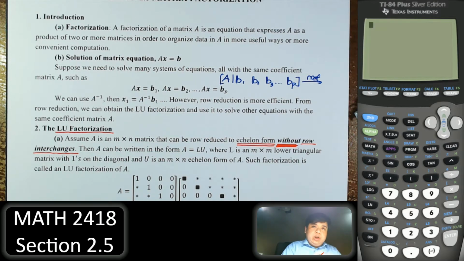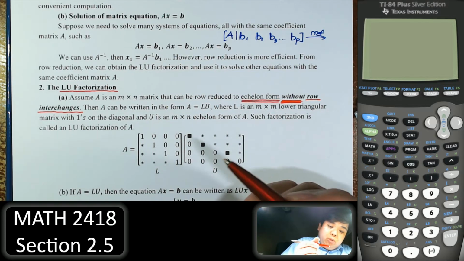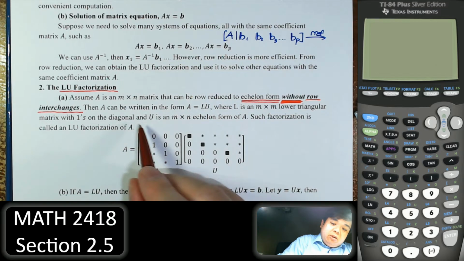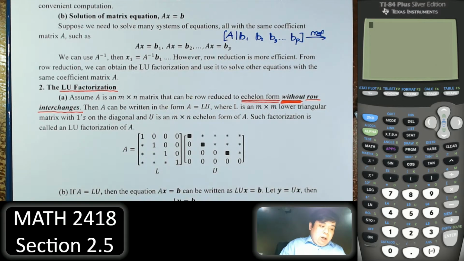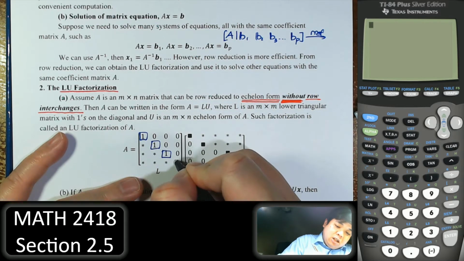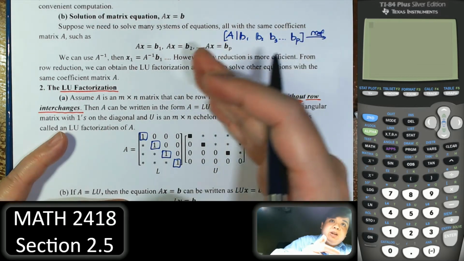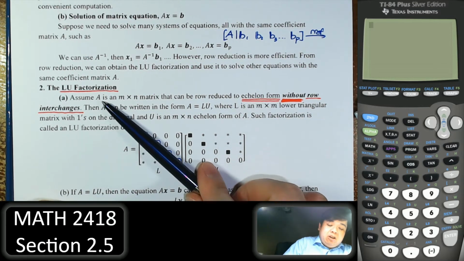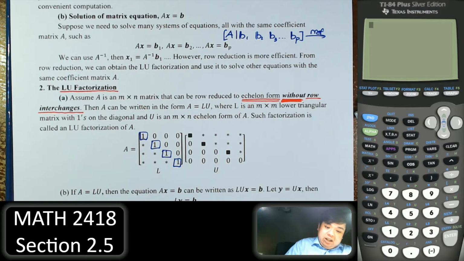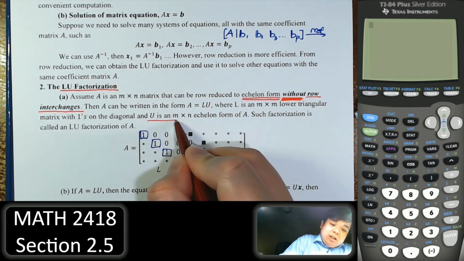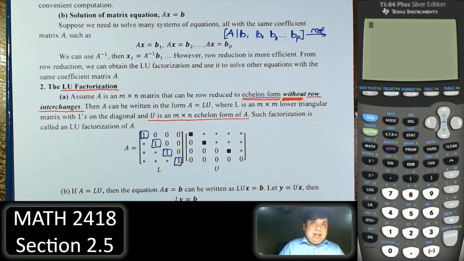When we do that, we decompose A into two matrices, one of which is lower triangular with ones on the diagonal. Lower triangular means above the diagonal will be 0, below it could be anything, but on the diagonal it's going to be 1. That is the matrix L. The matrix U is just the echelon form of A. That's easy. Again, no row interchange here.